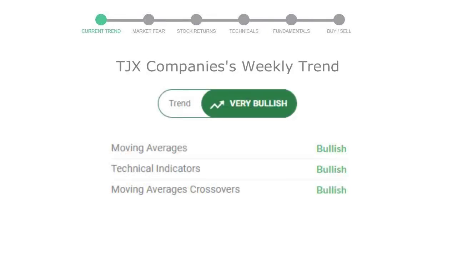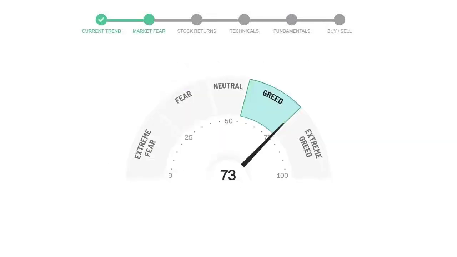Looking at weekly analysis, the weekly stock trend is in a very positive trend. Today's market fear and greed index is 73, which is indicating greedy emotion in the public sentiment. We usually look at this indicator to make our buy or sell decisions better.